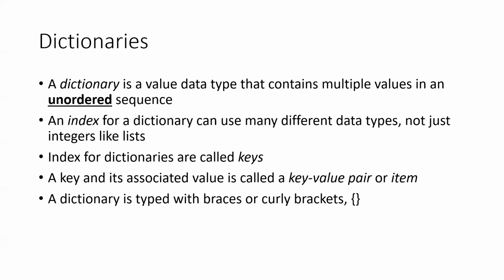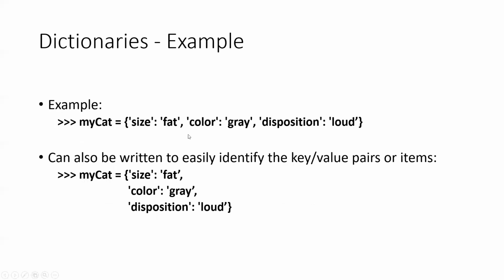Dictionaries are going to contain multiple values in an unordered sequence. The index for a dictionary can have many different data types, not just integers like lists use. An index for a dictionary is referred to as a key. A key and its associated value is referred to as a key-value pair or item. A dictionary is typed with curly braces or curly brackets, as you see down here. This would be an example of a dictionary.